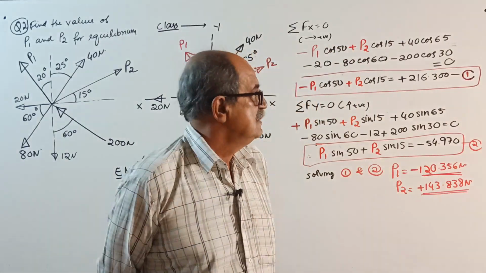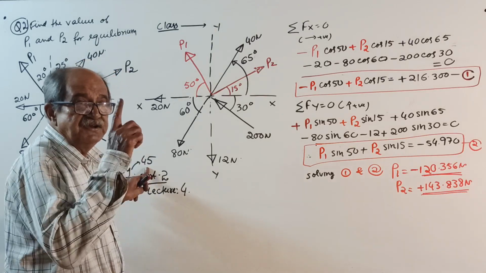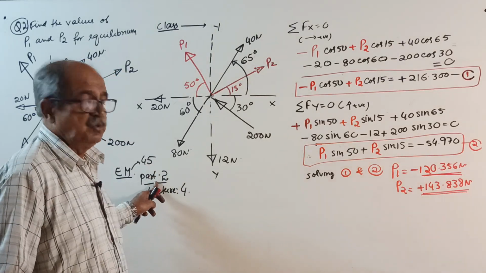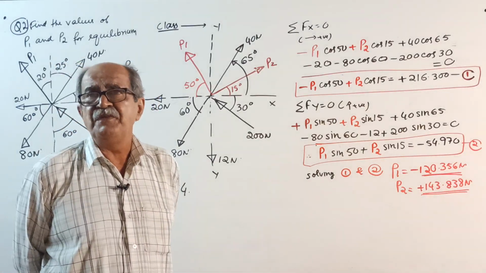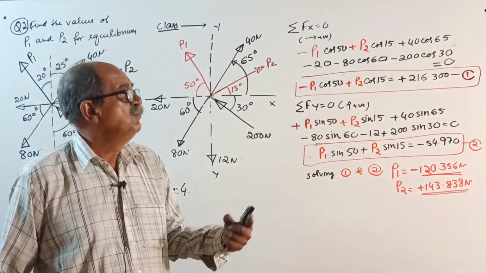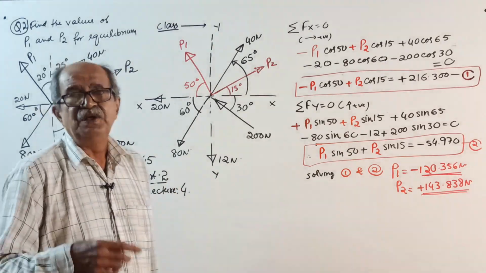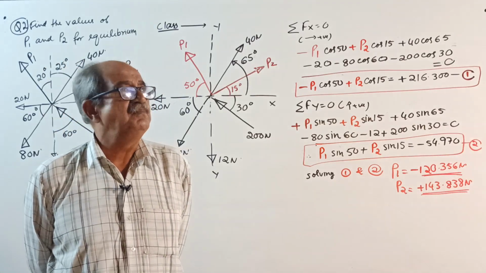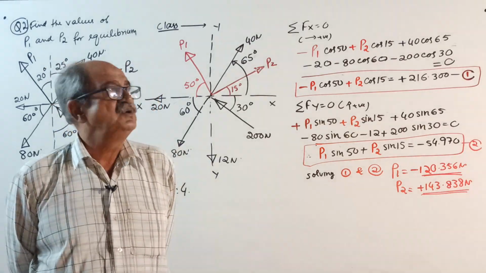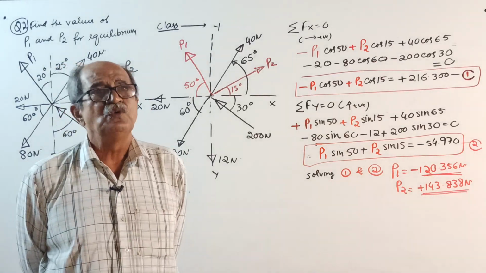Welcome. This is Engineering Mechanics class 45 continuation. We are in part 2, that is equilibrium, different types of loads, and one more is support reactions. There, lecture number 4. In the previous class, we started application of equilibrium. One question solved, where we have to find P1 and P2 for equilibrium.